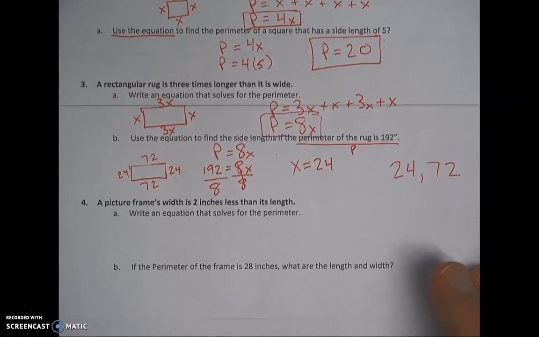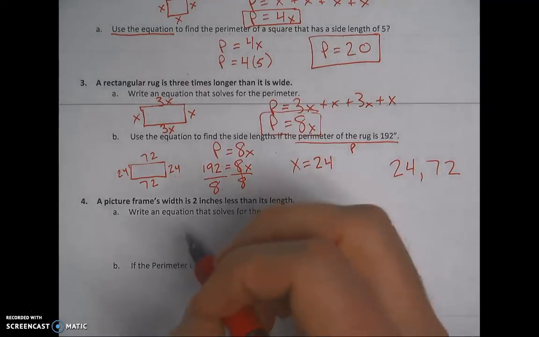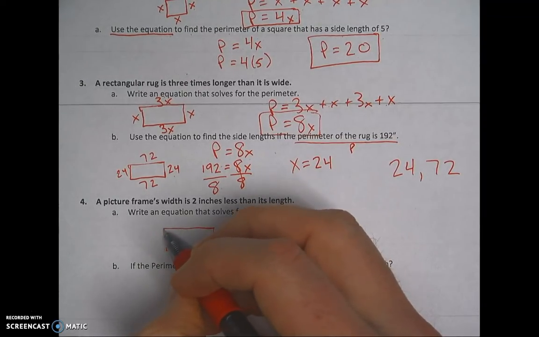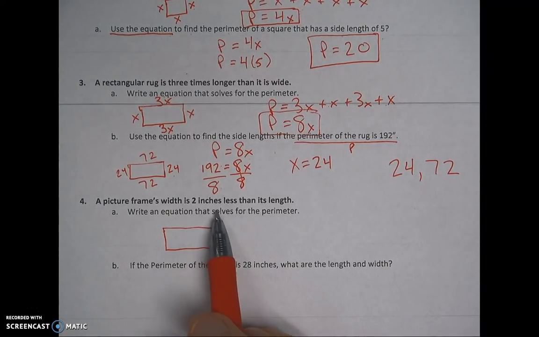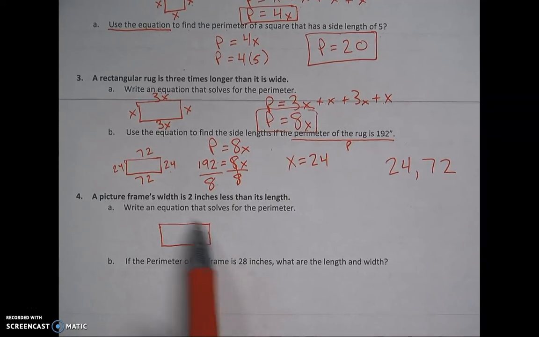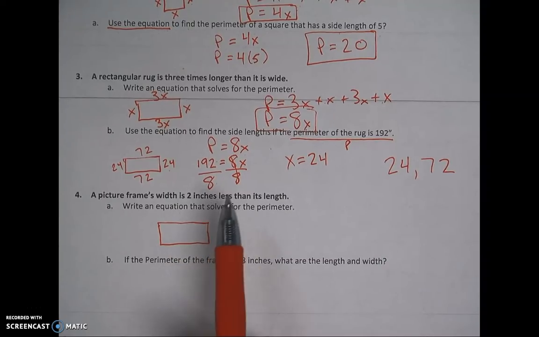All right, number 4. A picture frame's width is 2 inches less than its length. So first of all, we're talking about a rectangle when we're talking about a picture frame. You may say, well, what if it's a square? I hear you, but they already told you one of the sides is 2 inches less than the other. So we're talking about a rectangle. Now before we even write it in the picture, because it does matter where we put them, we're going to have to express one of the sides as 2 inches less than the other.